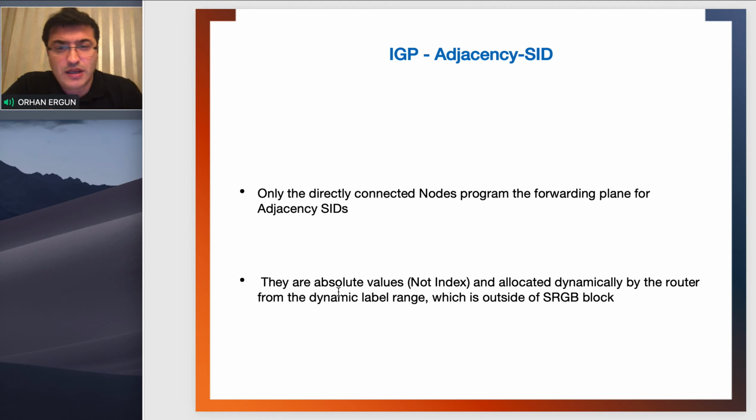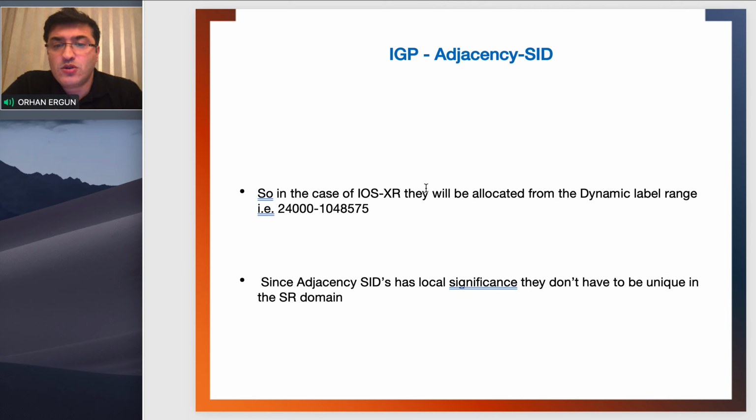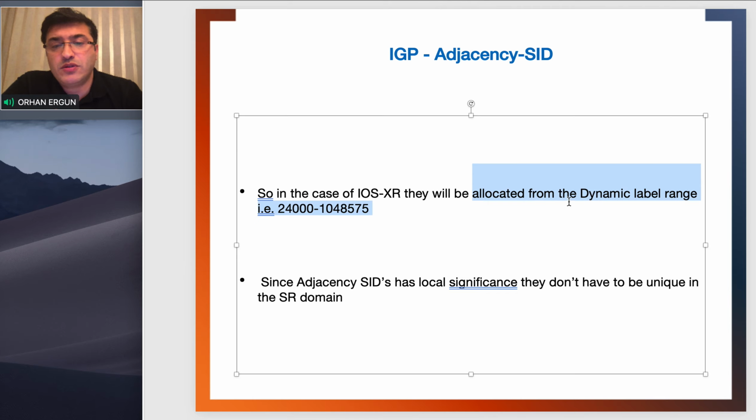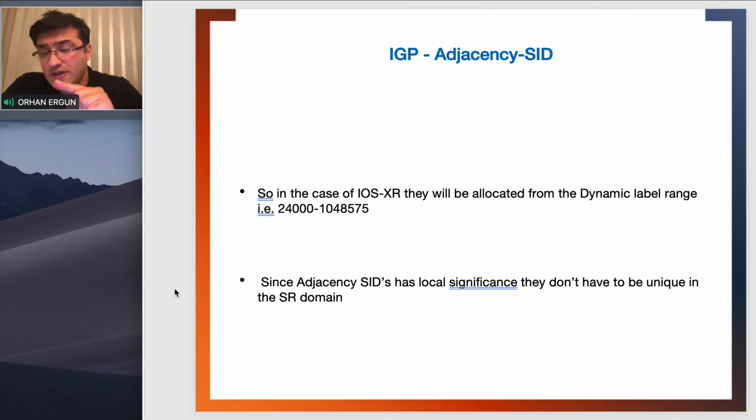So absolute values, not indexed, and allocated dynamically by the router from the dynamic label range, not from the SRGB. The SRGB is the global block, this one is local. In the case of IOS XR, they will be allocated from the dynamic label range, while 16,000 to 24,000 was the SRGB. Since the adjacency SID has local significance, it doesn't have to be unique in the SR domain either, which means different routers can assign, of course by luck, the same adjacency SID value.